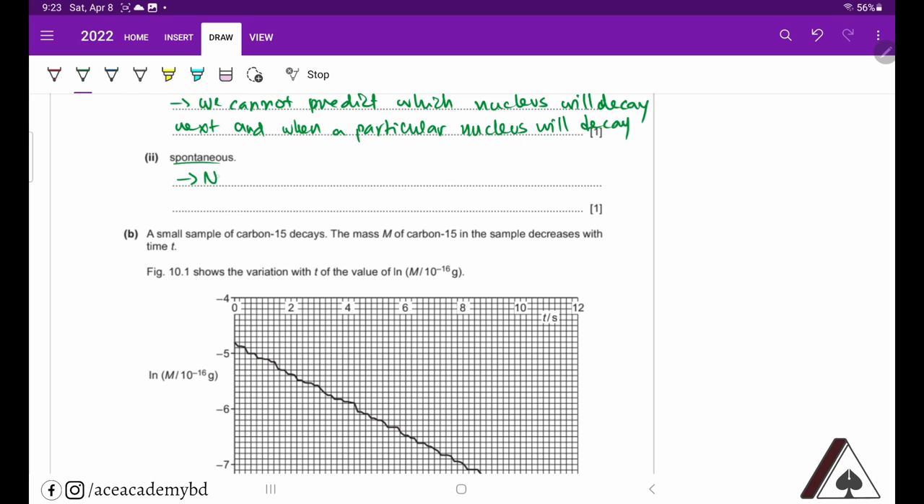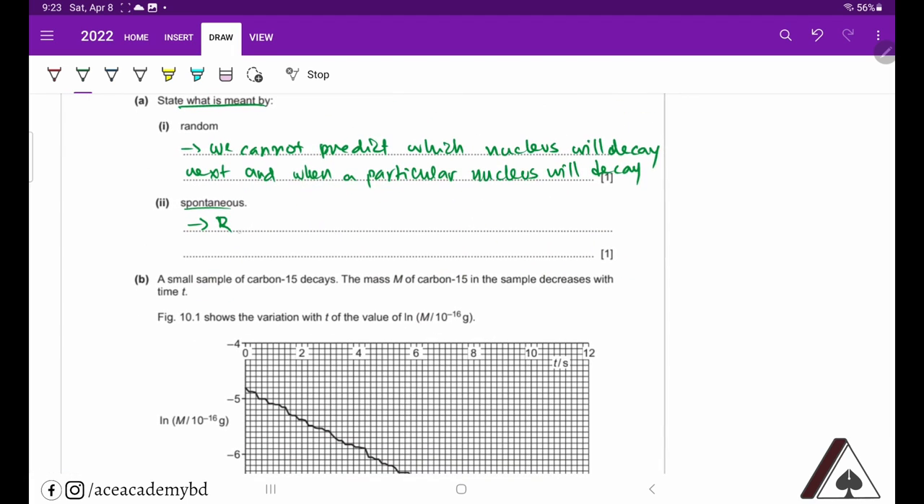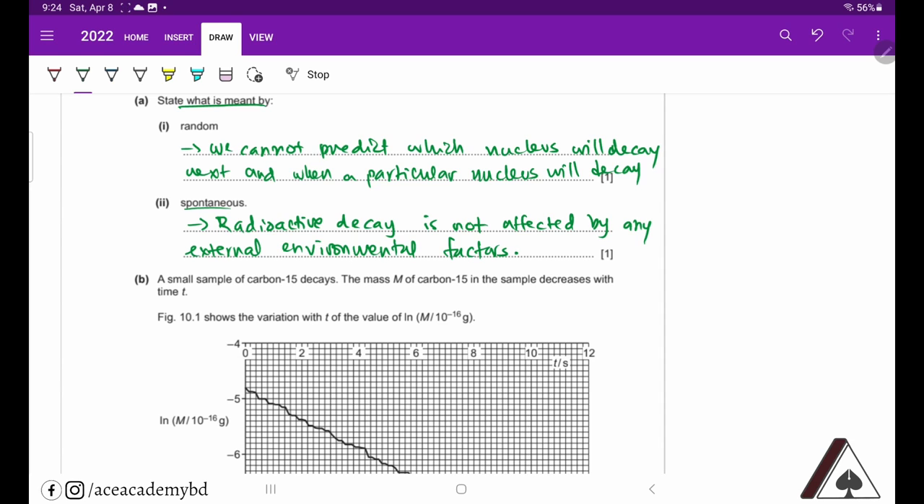Okay, so we can just write that radioactive decay is not affected by any external environmental factors. So that is it for this question.